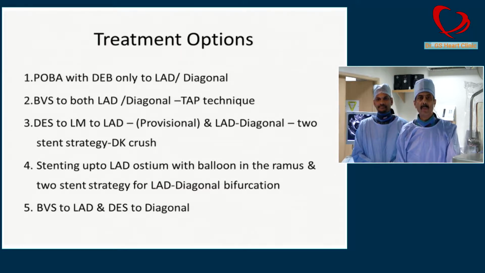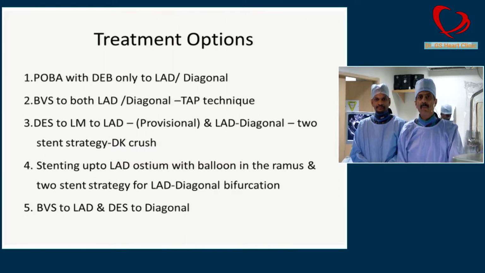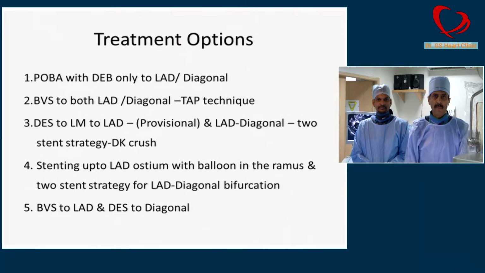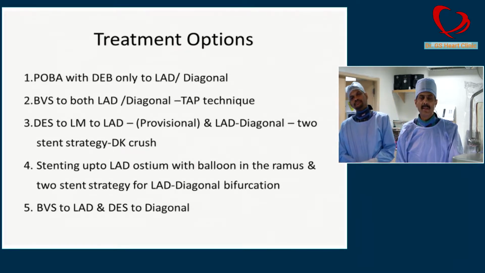So the other option we can consider is to use a BVS. We can stent the LAD with the BVS and then stent also the diagonal with another BVS, a 2 BVS strategy. We can use it by TAP technique. But the problem with this strategy would be we will have to start from the ostium, and if we have to stent the left main, BVS may not be suitable because of the size limitations, and the left main in this anatomy looks quite large, about 5 mm.